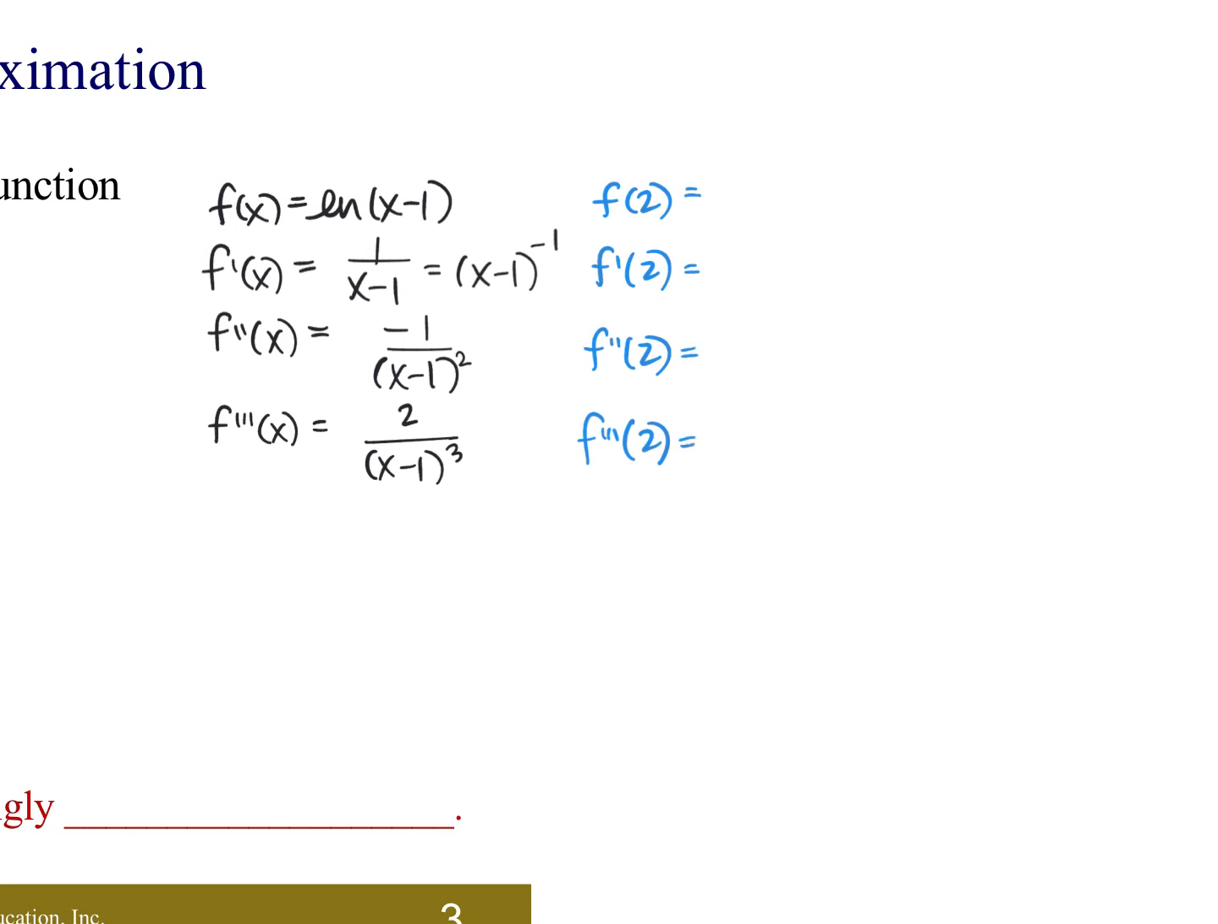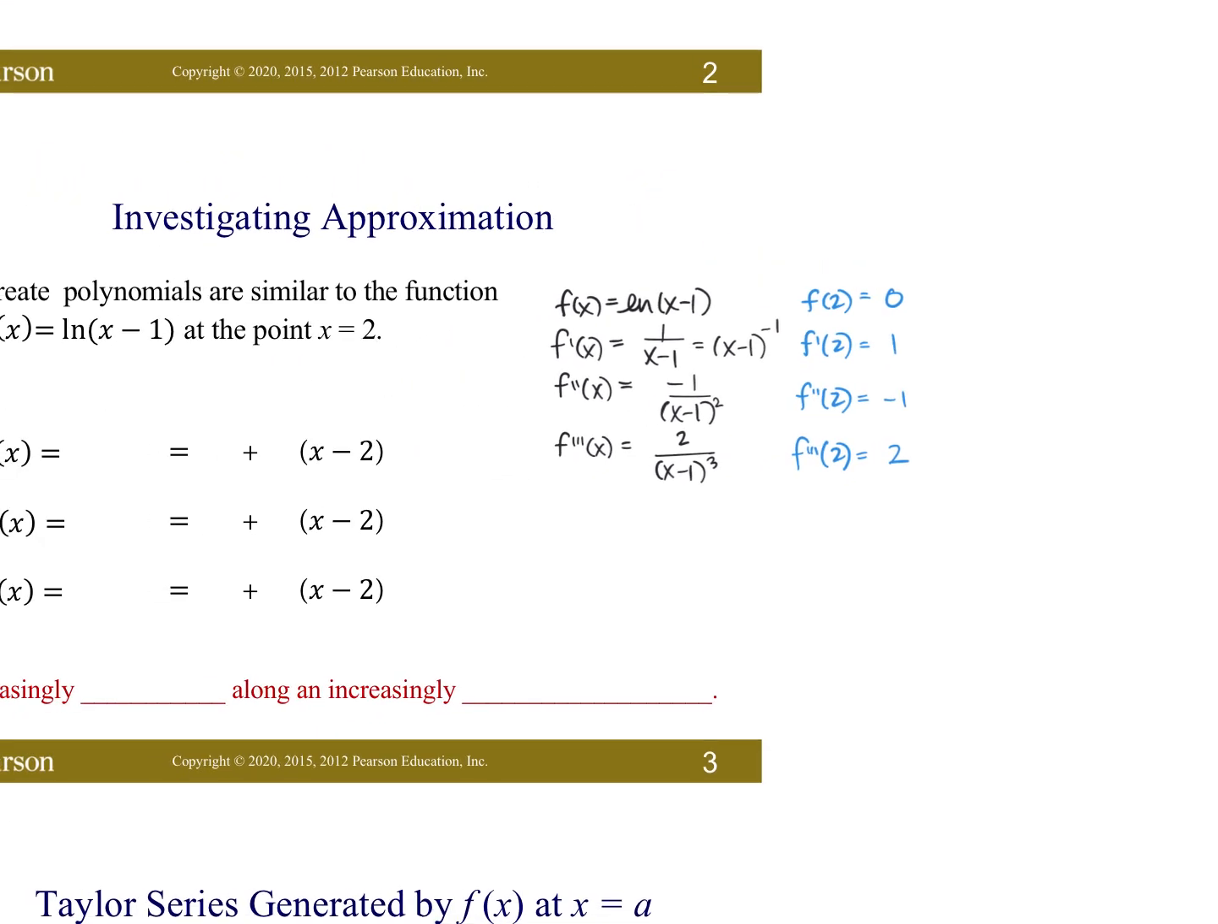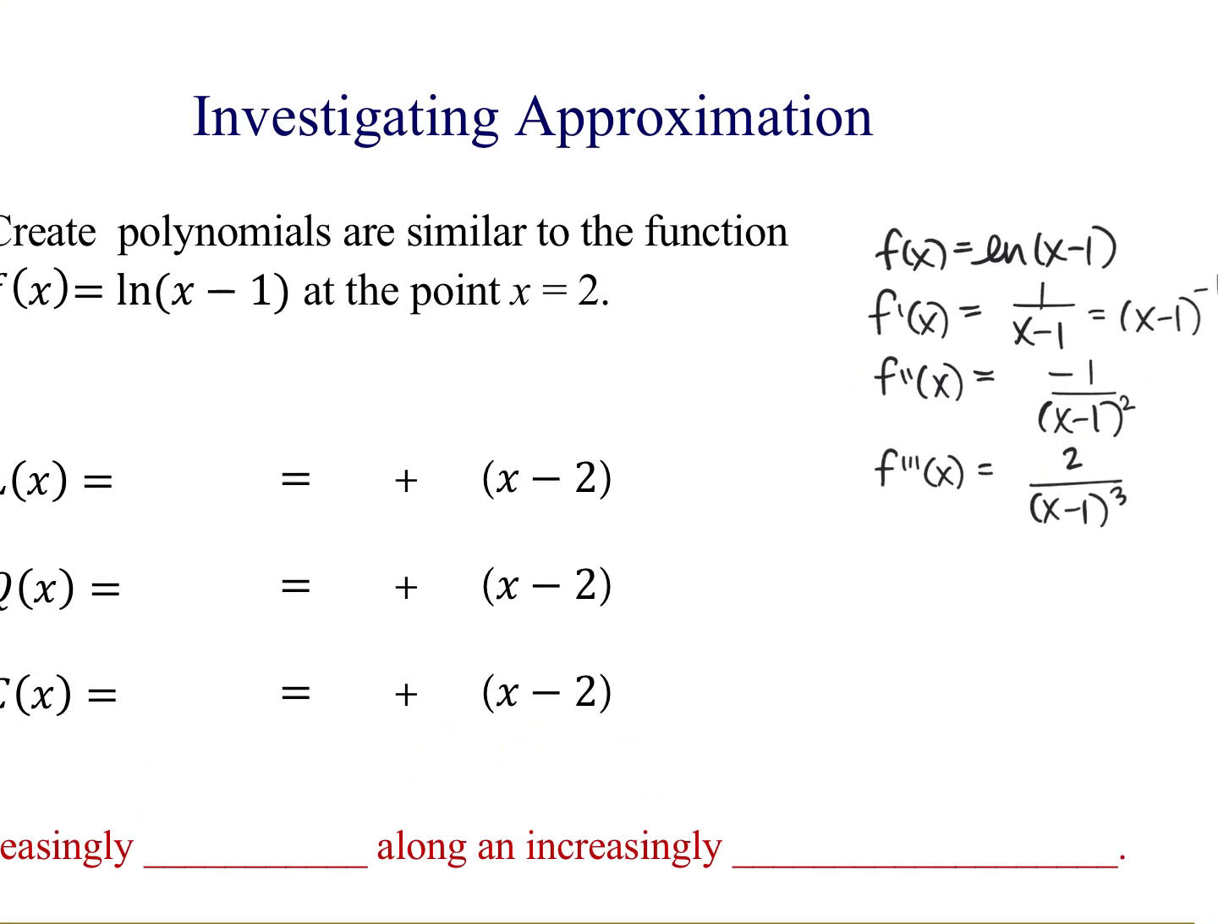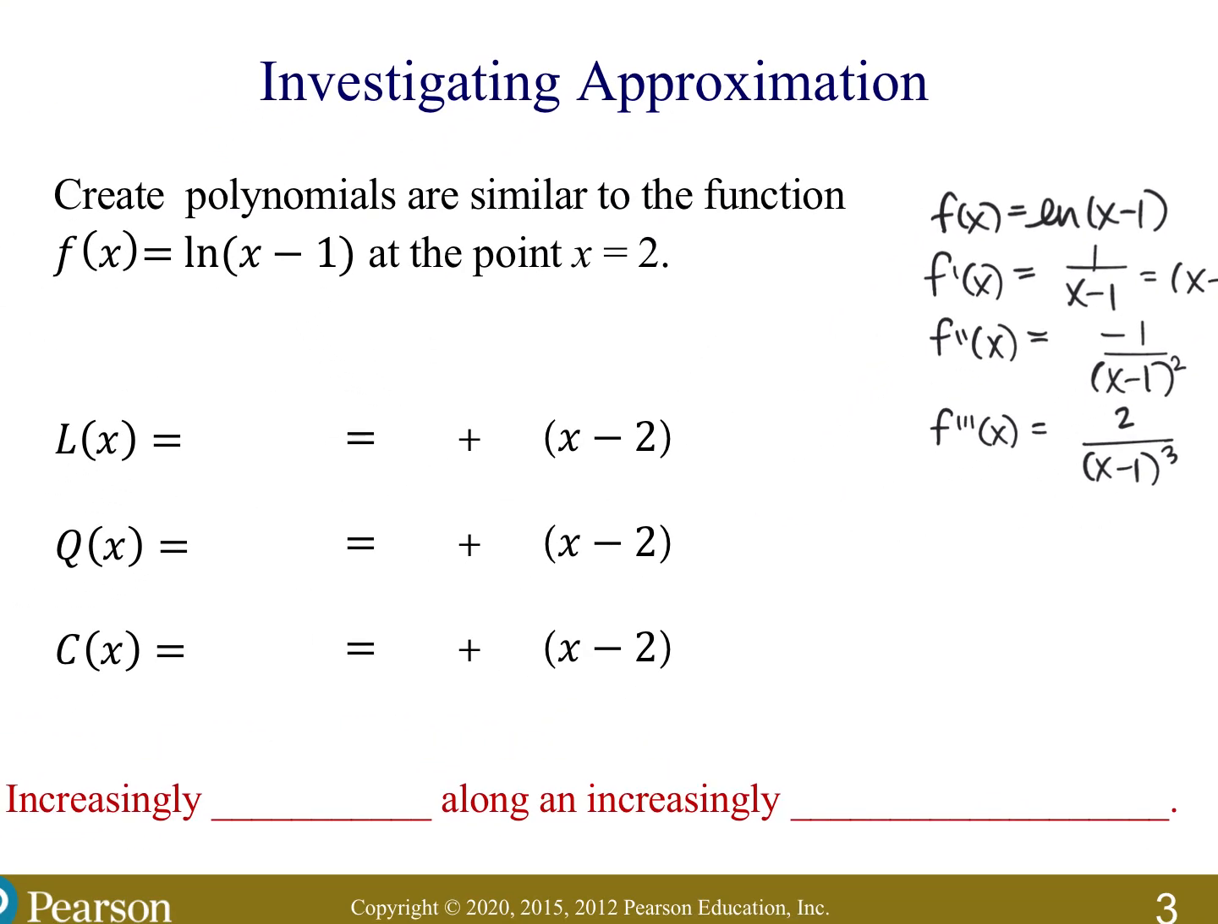All right, f of 2 is ln 1, and what's ln 1? 0. Okay, thanks. All right, Christian? 1. Okay, thanks, Kaylin. Negative 1. Okay, 2. All right. Okay, so we've got those, and we talked last week about how to build a linearization.